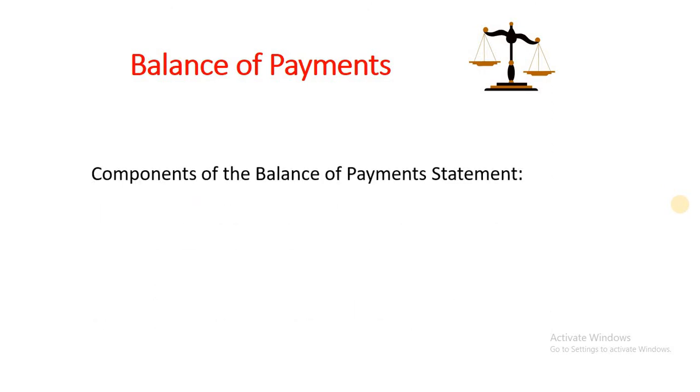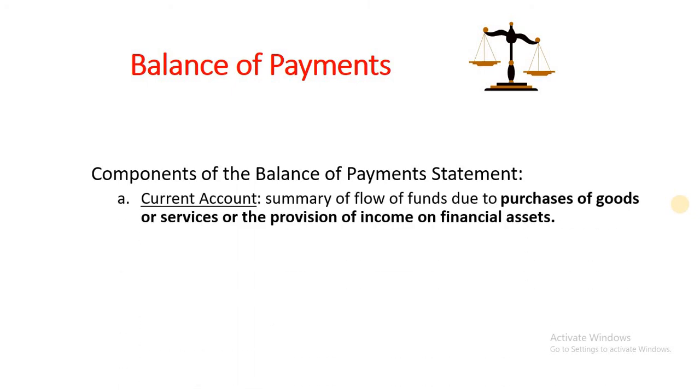Now let's look at the components of the balance of payments. There are two components: current account, which basically summarizes the flow of funds due to purchase of goods and services or the provision of income on financial assets. For example, when we purchase computers from China, that's a purchase of goods and services from China, and that will be part of current account between Bangladesh and China.